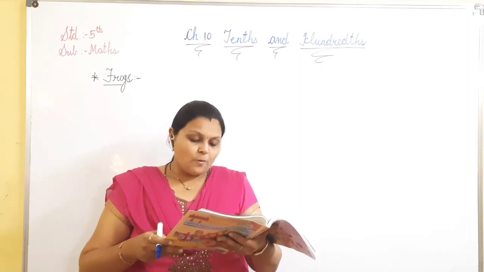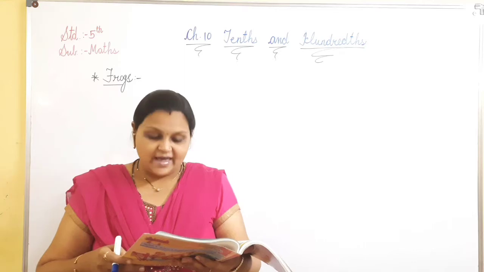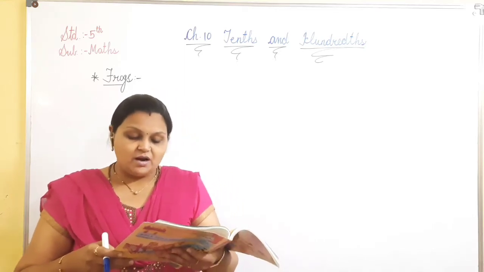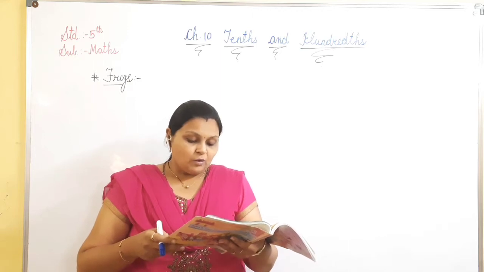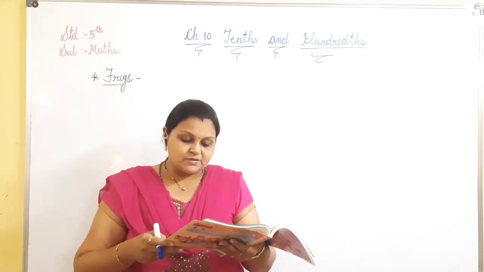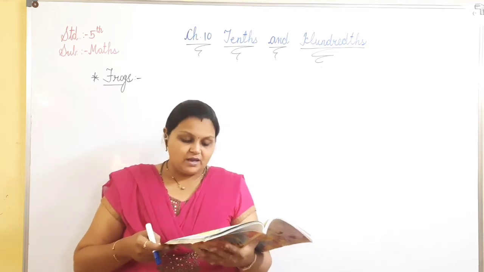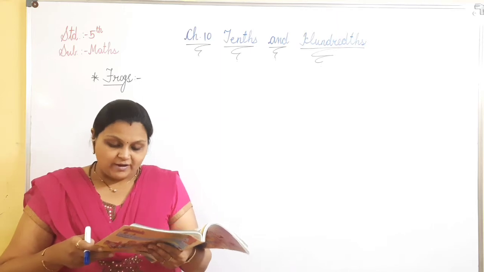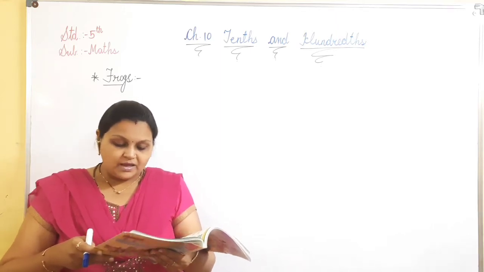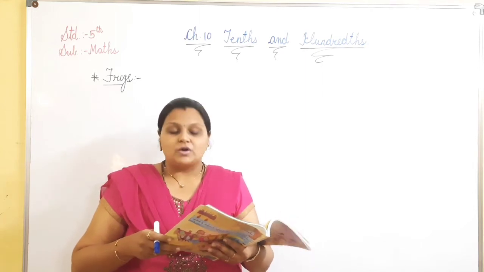Next is, 30.5 centimeter is the same as 30 centimeter and 5 millimeters. About how many of the big frogs will fit on a 1 meter scale? Now if we measure it, we can say that 30.5 can be a number of frogs, that is 30 frogs.